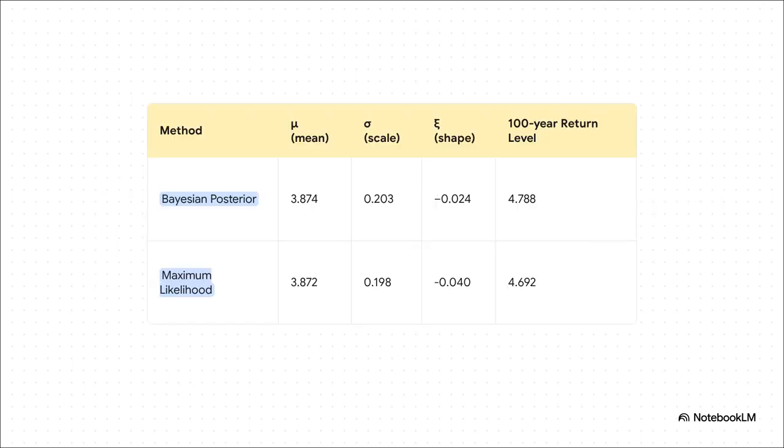And if we look at the results from the Port Pirie data, you can see what I mean. The first few columns are just different parameters for the statistical model. The last column is the one we care about, the estimated 100-year flood level. Now, you'll notice both methods give pretty similar answers, but here's the key difference. While this table only shows the single best guess from each method, the Bayesian approach also gives us a whole range of plausible values, which gives us a much richer understanding of just how uncertain we are.